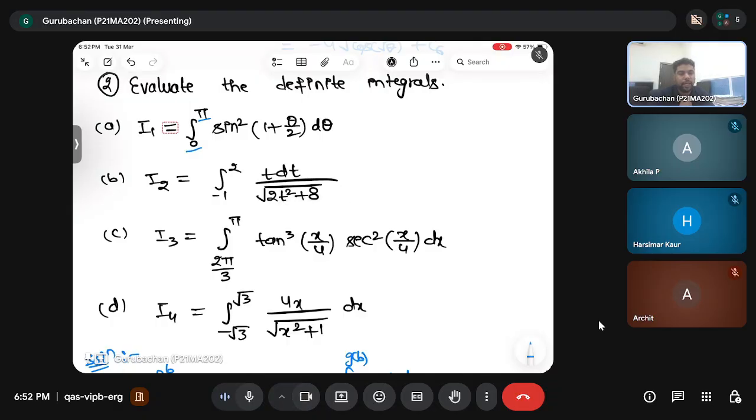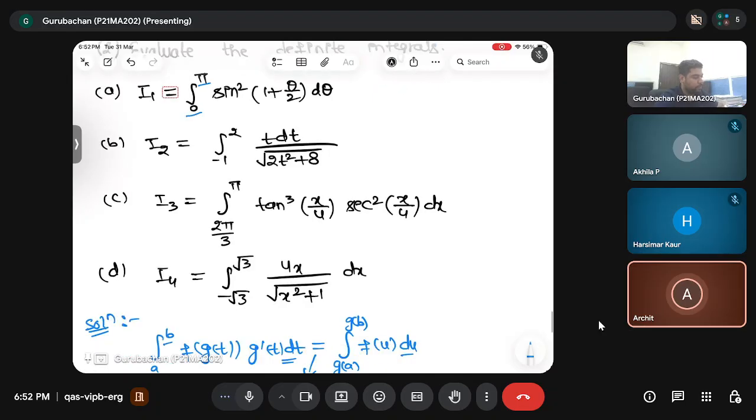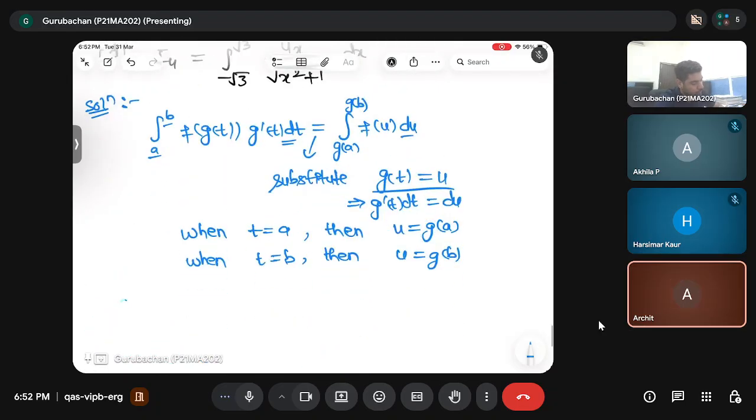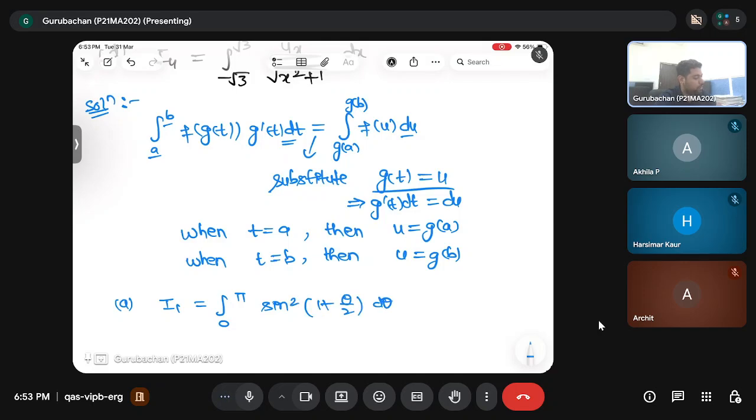So is there any need of substitution in part A? Yes, sir. 1 plus theta by 2. Why do you feel there is a need of substitution? Because we cannot directly integrate it. Okay. So I1, let me just rewrite it, is the integral from 0 to pi of sine square (1 plus theta by 2) d theta.